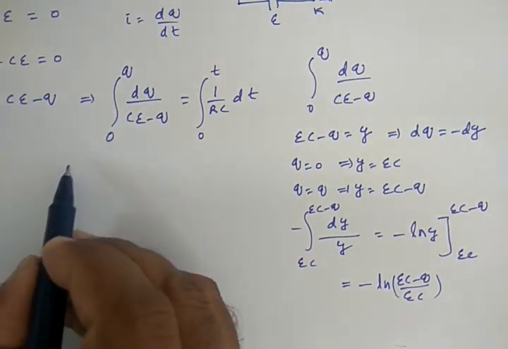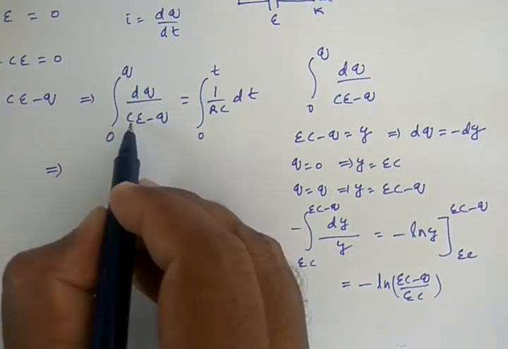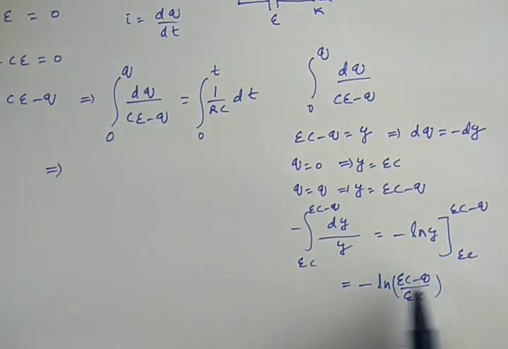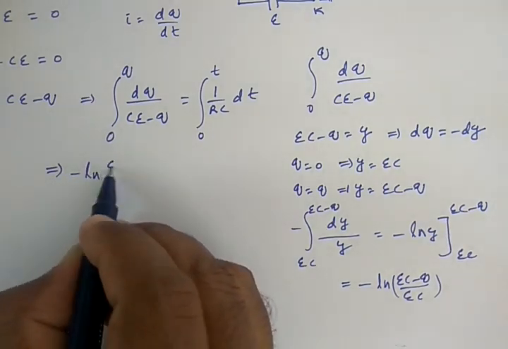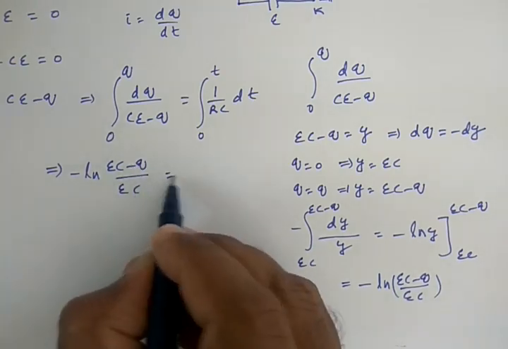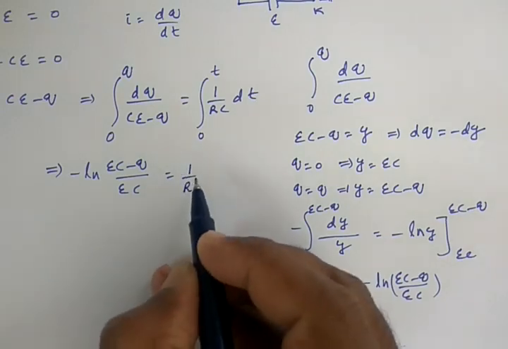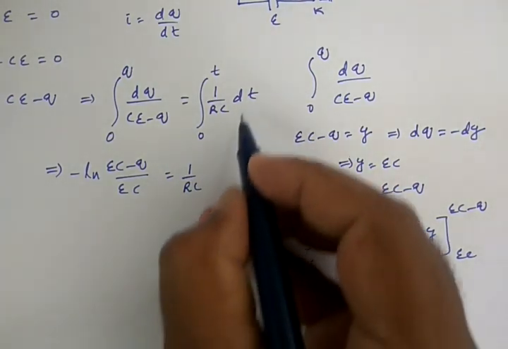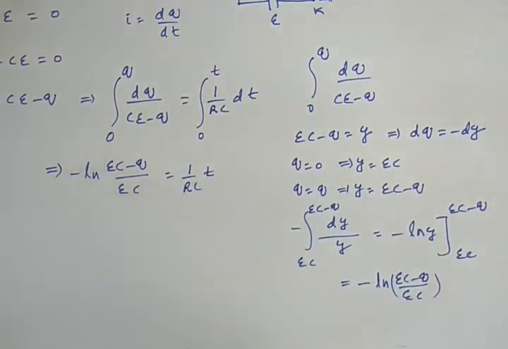So for this one, the integral from 0 to q of dq by (CE minus q) is this part. So it is minus log of (EC minus q) by EC equals, now here if you integrate, 1 by RC is common, then when you integrate dt you get t, and when you apply boundary conditions we get t.